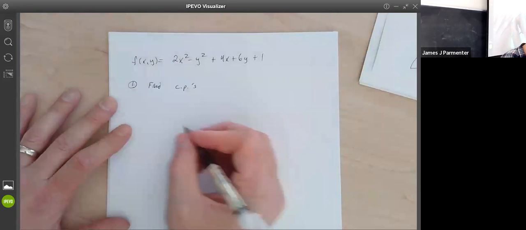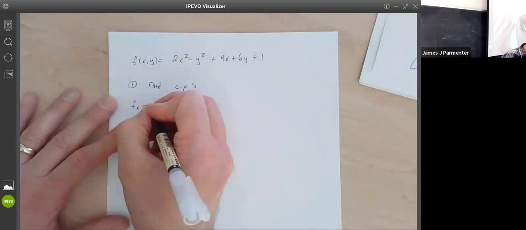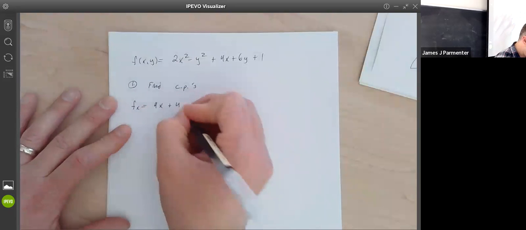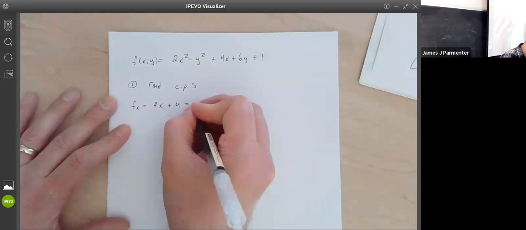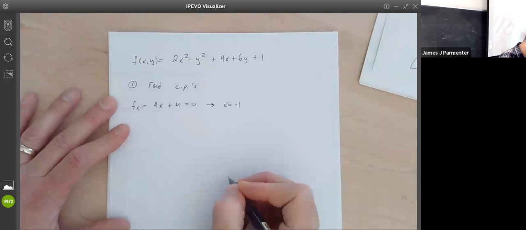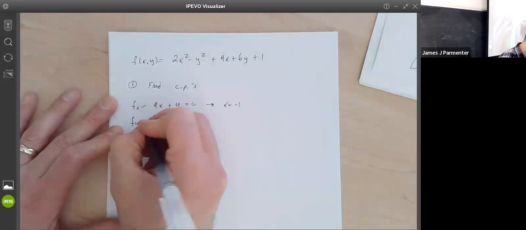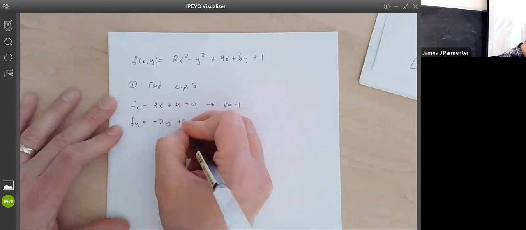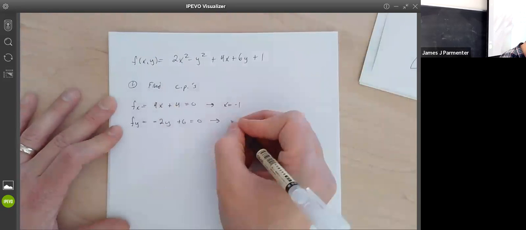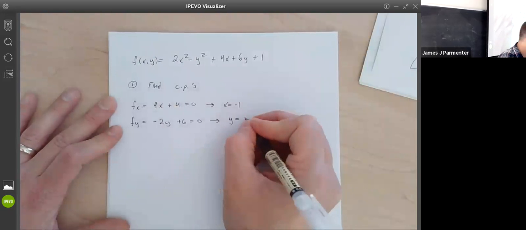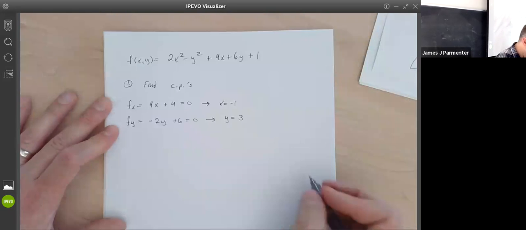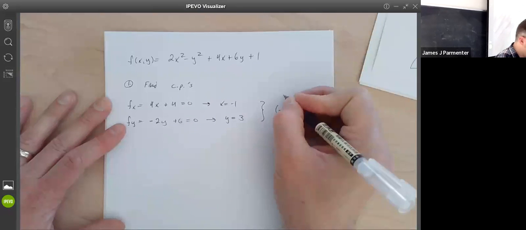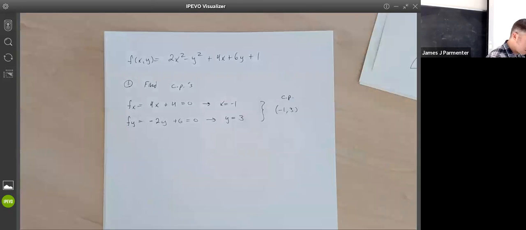All right, let's see. So the partial with respect to x is going to be 4x plus 4 equal to 0. We're going to get x equal to -1. The partial with respect to y is -2y plus 6 equal to 0. Looks like we're going to get y equal to +3. So again, we're only getting one critical point. That's fine, but we'll see other problems where we actually get more.